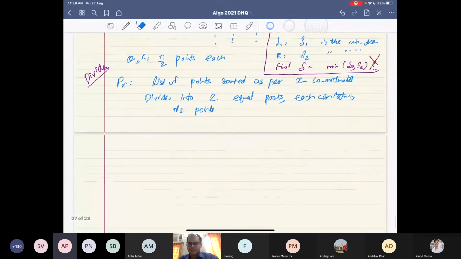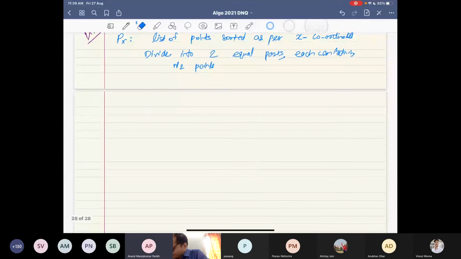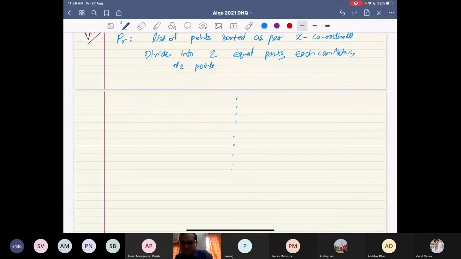But suppose, sir, why are we checking for all pairs? We can check only the rightmost point of the left part and the leftmost point of the right part, or won't that work? Think about it. What do you mean by the rightmost point? It's the 2D plane, it's not a 1D plane. If it was a 1D plane, you can just sort these and get the consecutive things. It's a 2D plane, right?